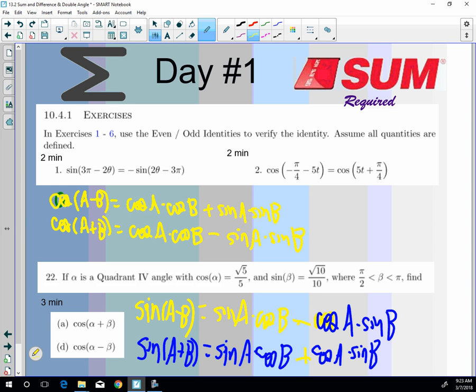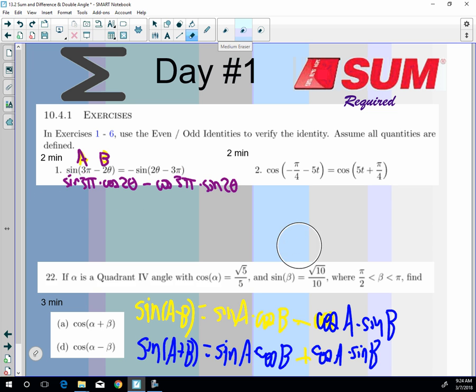For example, number 1, you're just going to call this A and this B. This one's A and this one's B. So you're going to have the sico minus cosi. So sine of 3 pi times the cosine of 2 theta. Then it will be minus the cosine of 3 pi times the sine of 2 theta. So you just use those formulas and then crank them out.